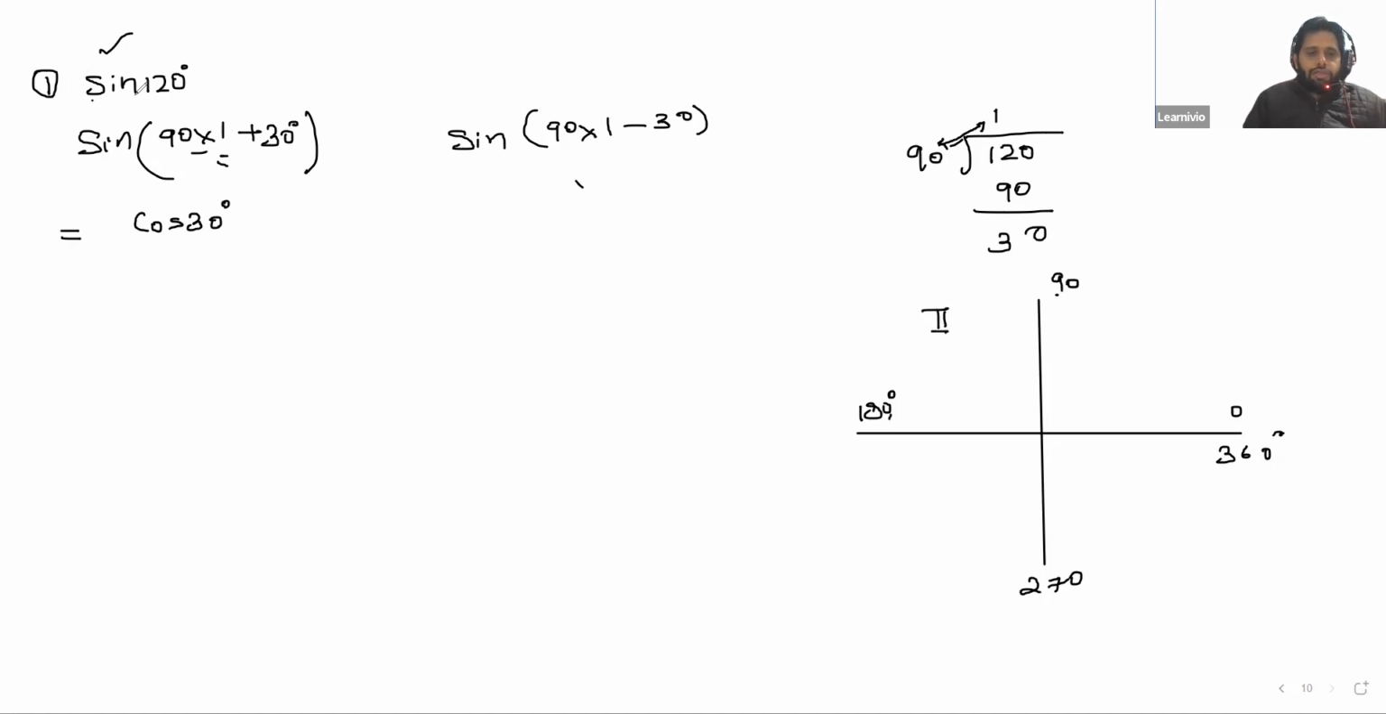नाउ इन सेकंड क्वाड्रेंट ओरिजिनल रेशियो विल डिसाइड द साइन। ये साइन को डिसाइड करता है, ये नहीं करता है। सो साइन इज व्हाट, पॉजिटिव और नेगेटिव इन द फर्स्ट क्वाड्रेंट? पॉजिटिव। Positive. So we will put a positive sign here. So cos 30 का मतलब √3/2. Uma, this is clear. यस सर। We will take one more example.